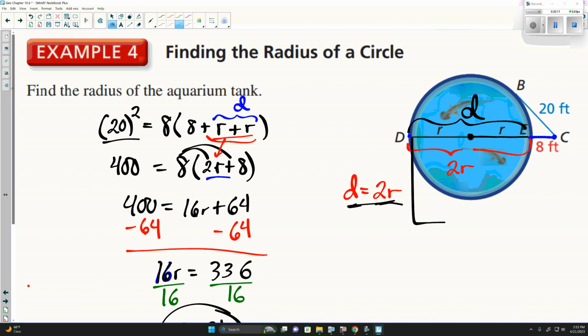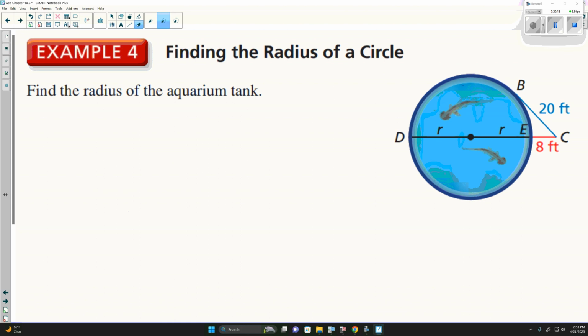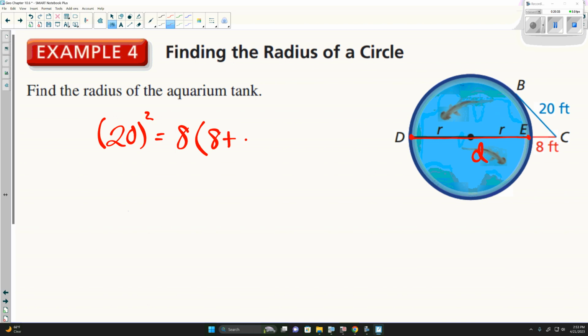Okay, now I'm going to go back. 20 squared is equal to, so the exterior length is 8. Now I'm going to define this, from here to here, as the diameter. So the whole length would be 8 plus the diameter of the circle. Because the inside line would be the diameter, the outside is 8, so the whole line is 8 plus the diameter. Now we'd still have 20 squared, which is 400.